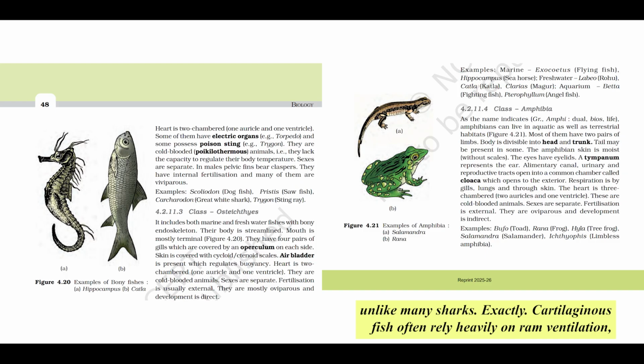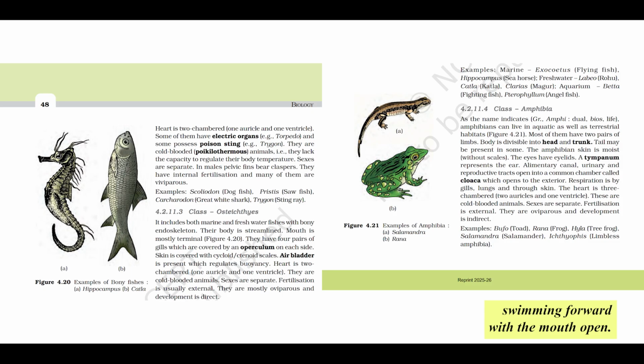Cartilaginous fish often rely heavily on ram ventilation, swimming forward with the mouth open. Bony fish can use ram ventilation when swimming fast, but the ability to breathe efficiently while stationary or moving slowly via buccal pumping is a huge advantage. It conserves significant energy, allows them to live in habitats with low water flow, like ponds or deep water, lets them hide among weeds or rocks waiting for prey, or rest on the bottom without suffocating. Big energy saver and opens up new lifestyles.